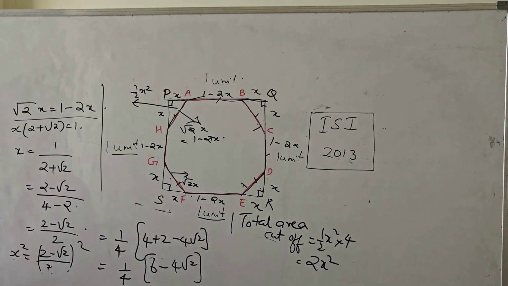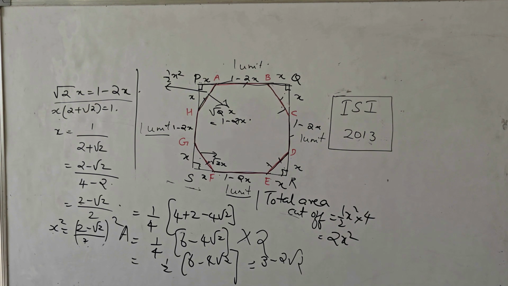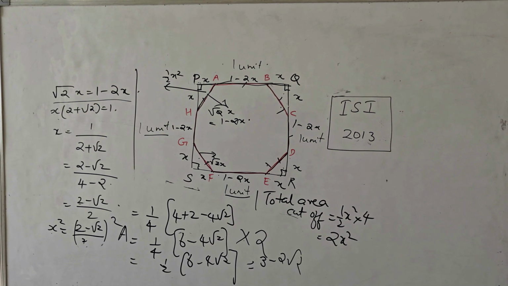I need to find 2x square. So, when I am multiplying it by 2 in order to get the total area, let us see what we are getting. We are getting 1 by 2 into 6 minus 4 root 2. Cancelling the common factors, we are getting 3 minus 2 root 2.